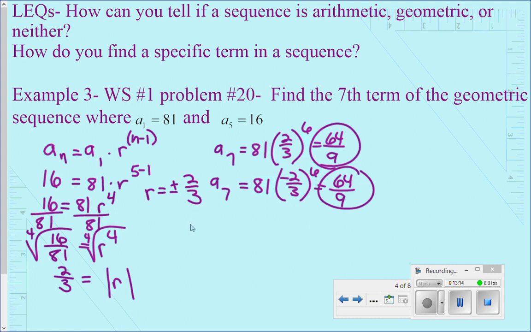Now, had I asked you to find the 6th or the 8th, remember, because of every other term being positive and negative, if I asked you to find the 6th or the 8th term, then using r as positive 2/3 would give you a positive number. But using r as negative 2/3, we'd get a negative number. So we wouldn't get the same answer. Regardless, you need to do both ways with both the r values to see whether you're getting the same answer or not. Okay, so there we go. We have our seventh term.